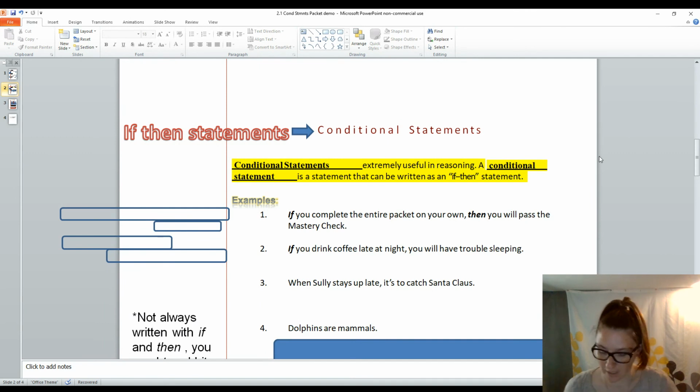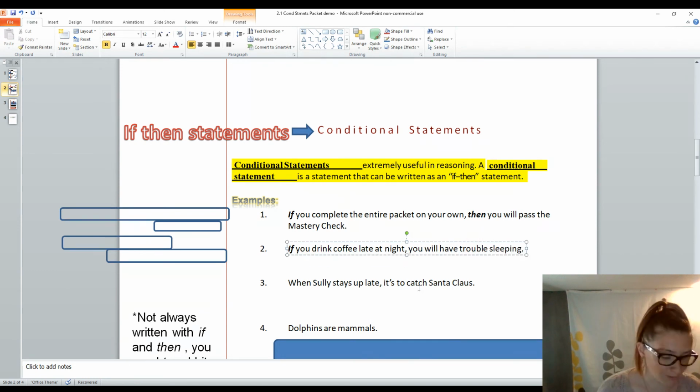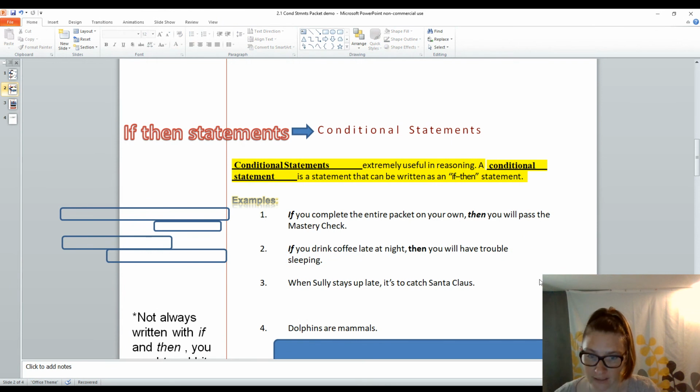So I just want to highlight a couple different things in here. You can see that we have the if and the then. So here is the if and then the then. That breaks up our if part and then part. Here you can see it says, if you drink coffee late at night, you will have trouble sleeping. Notice I do not have the word then here. So you make sure you add that word in to make it an if-then sentence.